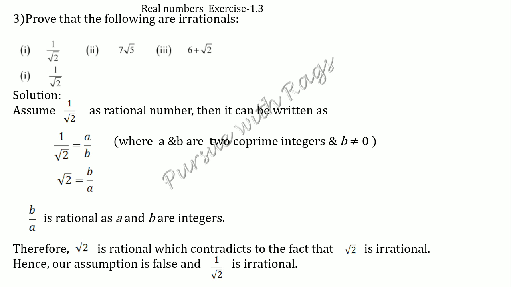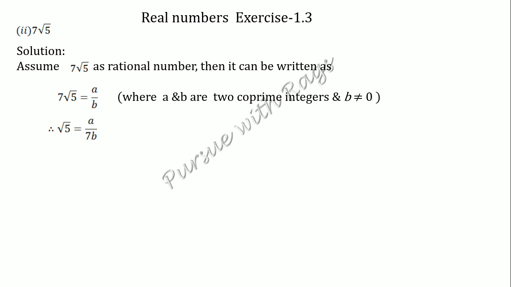And the second subdivision is 7 root 5. If you see in the sums clearly, the steps will be the same. Just we have to assume the given number as a rational number and then we have to prove no, it is an irrational number. That's it. So first, on assuming the given number as a rational, we will take 7 root 5 is equal to a by b. So root 5 will be equal to a by 7b.